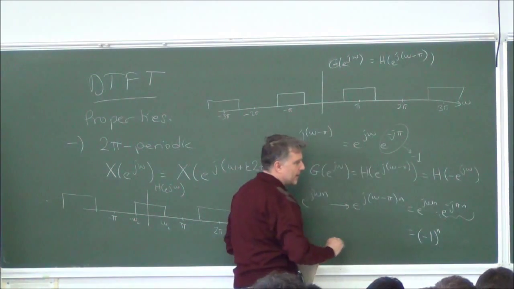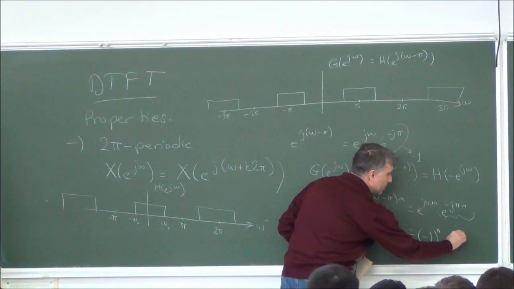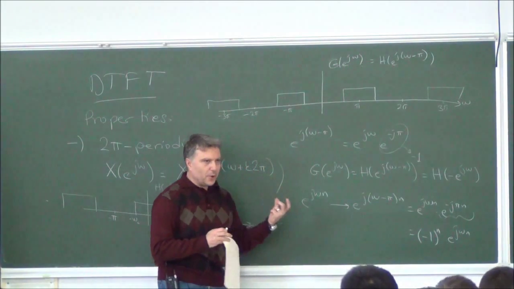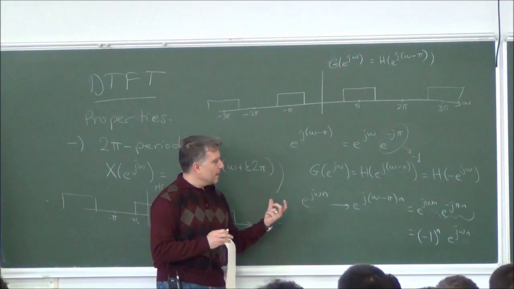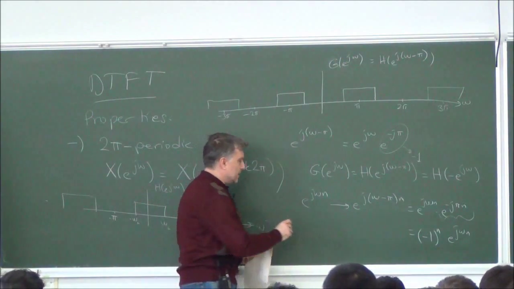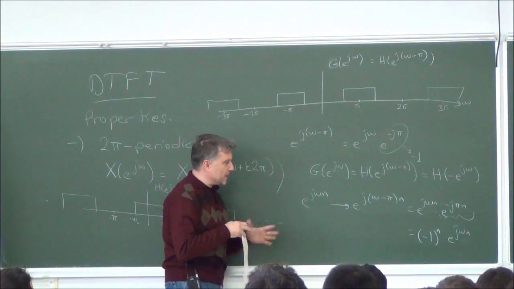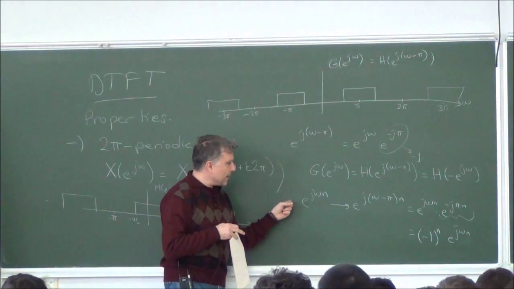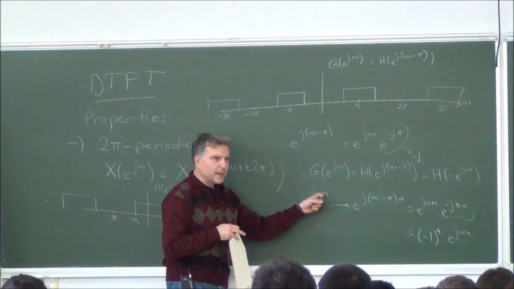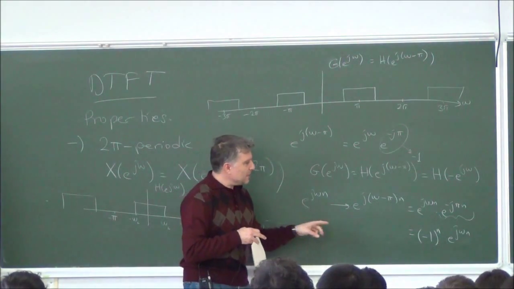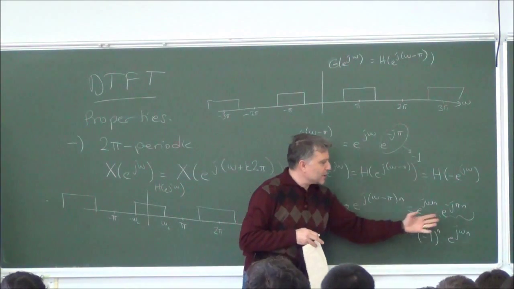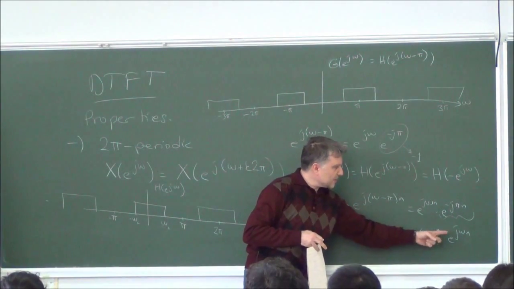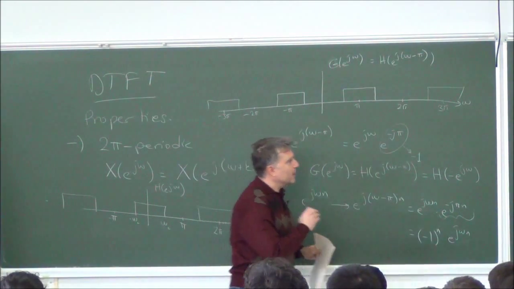Minus 1 to the power n times e to the j omega n. So every term, if you remember the Fourier transform expression, we had a summation of x of n e to the minus j omega n. Every x of n will be multiplied by not e to the minus j omega n alone, but something like this: minus 1 to the n times e to the minus j omega n. What I mean is this.